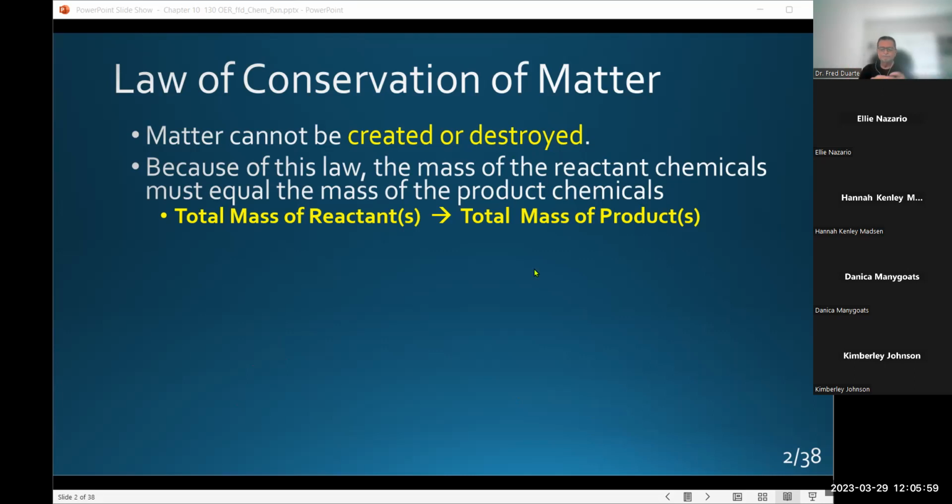Now, in reality, just because the conditions are not 100%, that's not always the case. We don't really get the total amount. We lose material along the way.